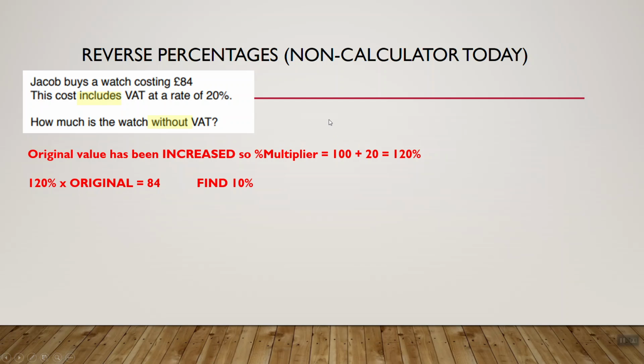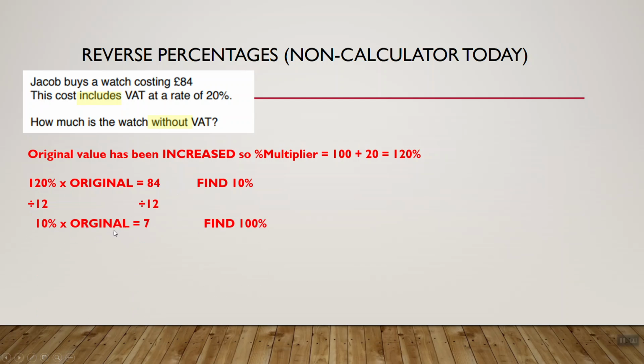The way to do this without a calculator is, first of all, find 10%. So to change that to 10%, I need to divide it by 12, because 120 divided by 12 is 10. Now, in order to maintain the balance, if I divide that by 12, I have to divide this by 12 as well. So I'm going to do 120 divided by 12 and 84 divided by 12. So that tells me that 10% of the original is 7.